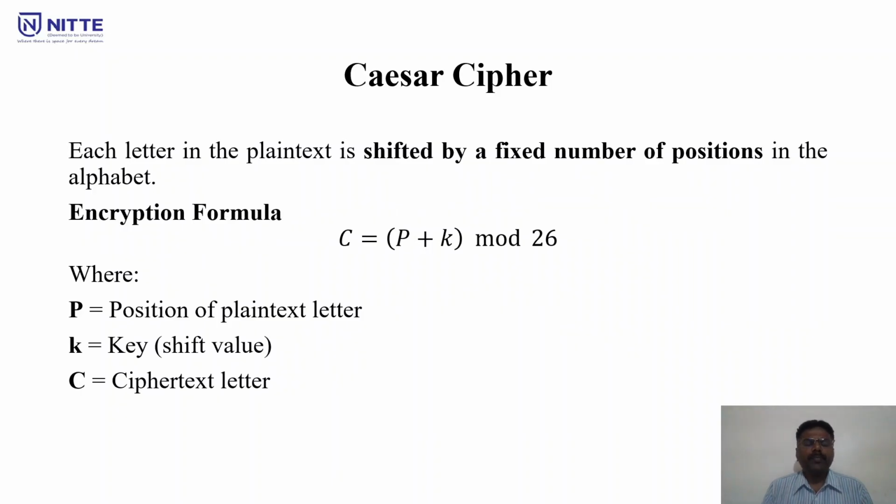In the Caesar cipher, each letter in the plain text is shifted by a fixed number of positions in the alphabet. We use the encryption formula C equals (P plus K) modulus 26, where P represents the position of the plain text letter, K is the key, the value by which we shift the position of the plain text letters, and C is the ciphertext letter after performing the operation.